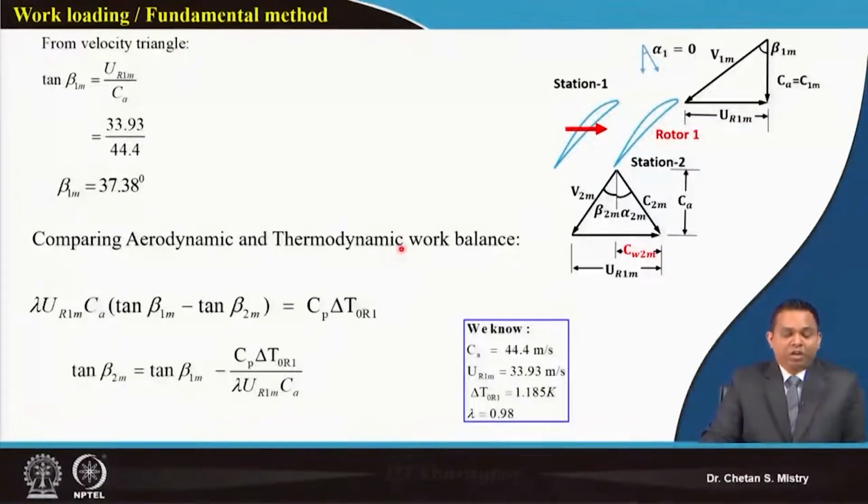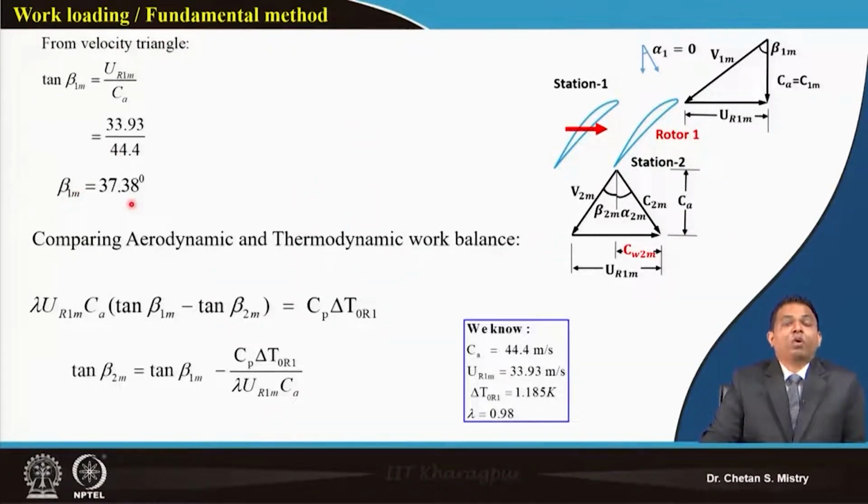Now, as we have discussed, suppose I consider this as my velocity triangle at the entry of rotor 1. Since this is an axial entry, we can write tan beta at mid station as U by Ca. U we have calculated as 33.93, and Ca also we have calculated as 44.4. So, these are the known parameters here. If that is the case, we can calculate my air angle or relative flow angle at the entry of my rotor 1. Say this is my beta 1.